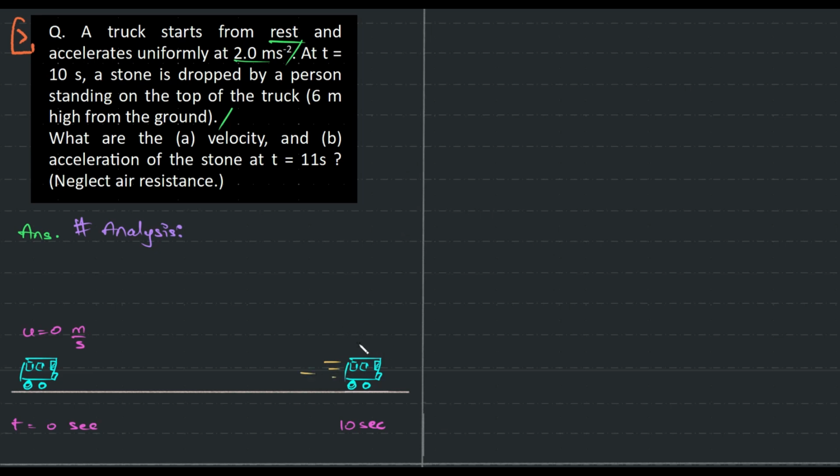So we don't know how much that is, but at the same time, you have a person standing and dropping a stone from a height of 6 meters. So this is 6 meters. And time is given. So we don't know the velocity. We'll figure out the velocity, but we know that it is accelerating at 2 meter per second squared. The question is, what is the velocity of the stone at 11 seconds and acceleration of the stone at 11 seconds? So this is the question.